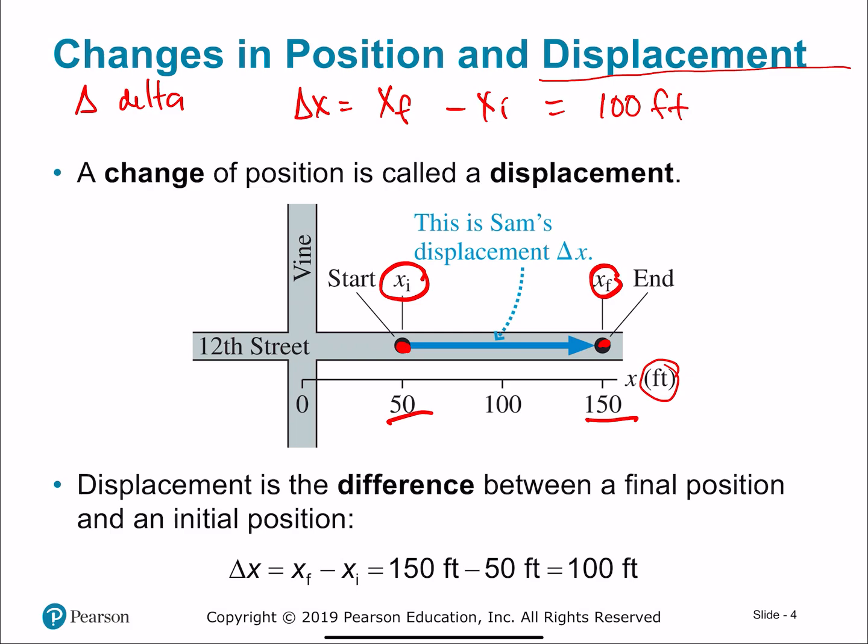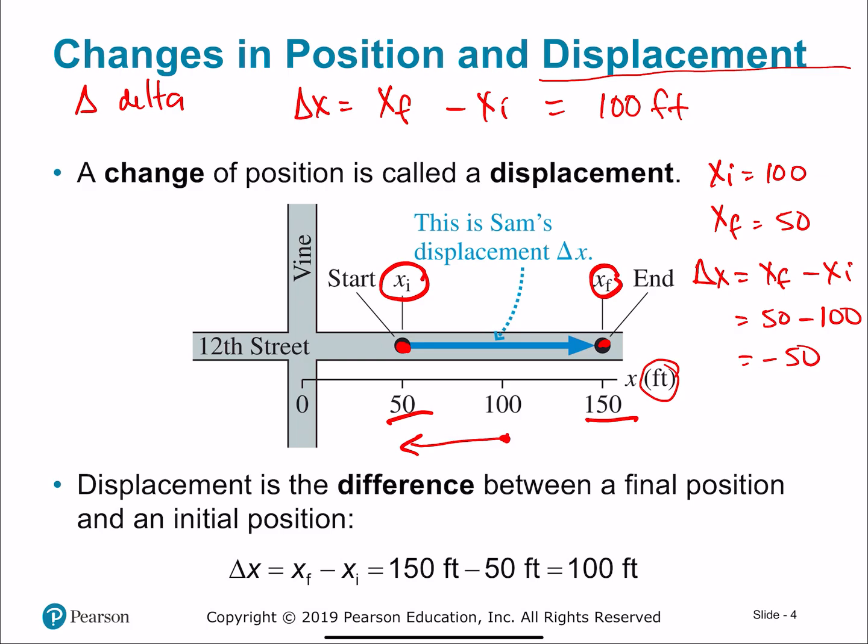So the displacement can be negative. You could go, say, start here at 100 and move all the way to 50, right? So in that case, your initial position is 100, your final position is 50, and your displacement would be what? It would be final minus initial, which is 50 minus 100, and that is minus 50, so that is a negative displacement. So the displacement has a length, in this case 100, in this case 50, and it has an orientation, right? In this case it is positive, and in this case it is negative.